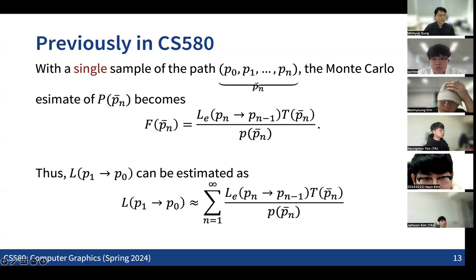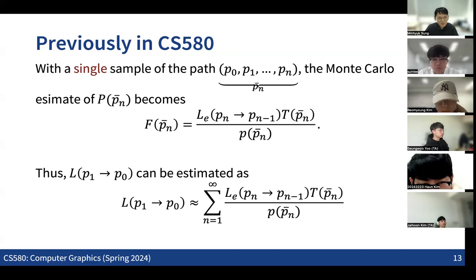And if we sum these up, then we can get an estimate of the final outgoing radiance that is actually coming into the pixel in the image plane. So that was the basic idea of global illumination. And what we basically do with this ray tracing based rendering system is implementing these things with lots of details in the implementation.